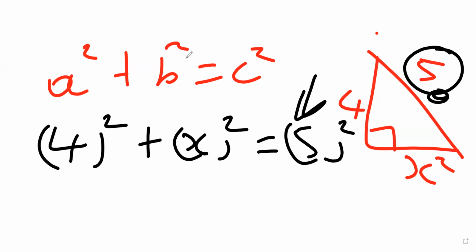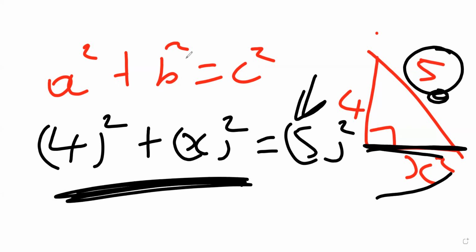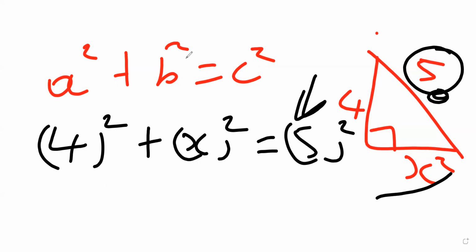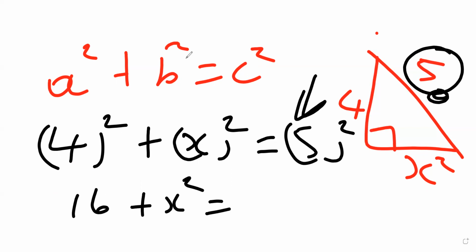So in this case, X is right here. So X must be somewhere over here and not right there. All right, so let's go. So let's simplify this. Very simple. So 4 squared is 16, x squared is x squared, and the square of 5 is 25.